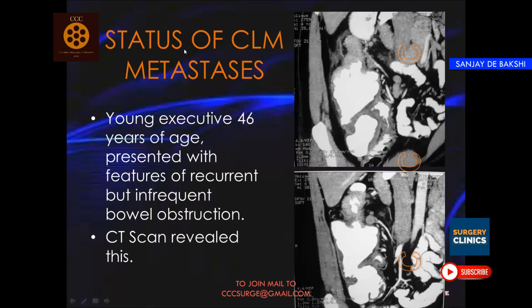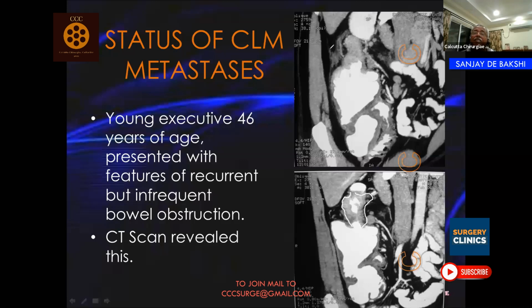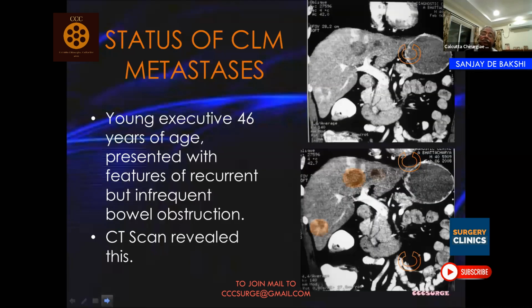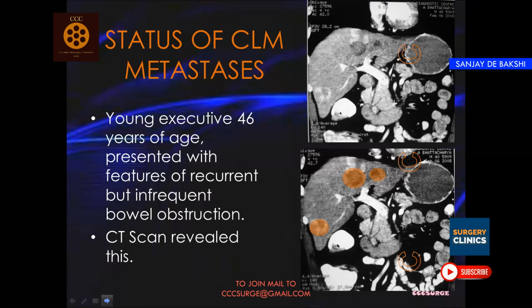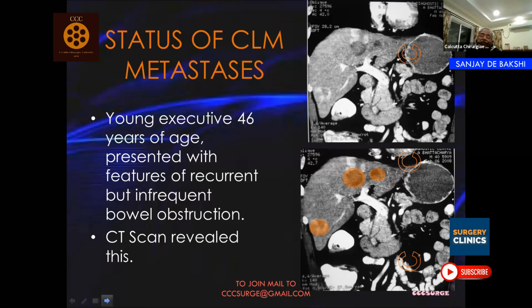Sir, carcinoma ascending, near the hepatic flexure. Okay, near the hepatic flexure. Very good. Excellent. Right. But unfortunately, it also showed that. What do you think that shows? Secondary hepatic metastases.